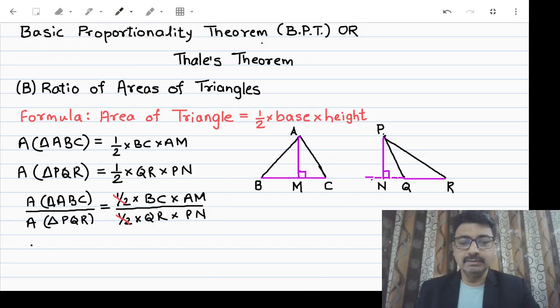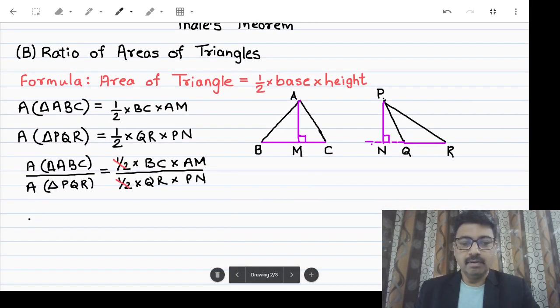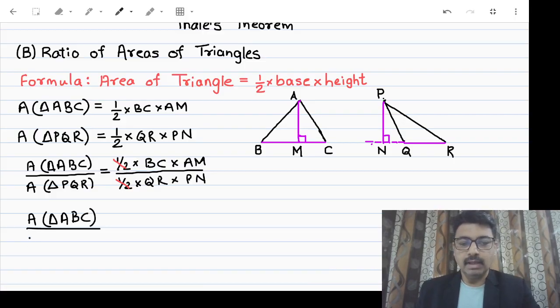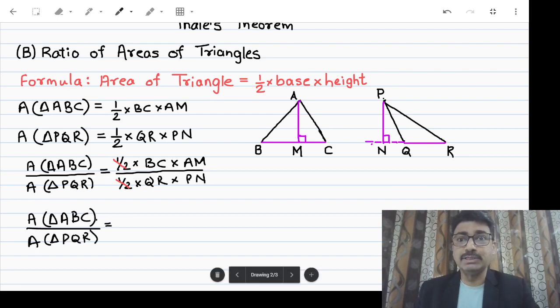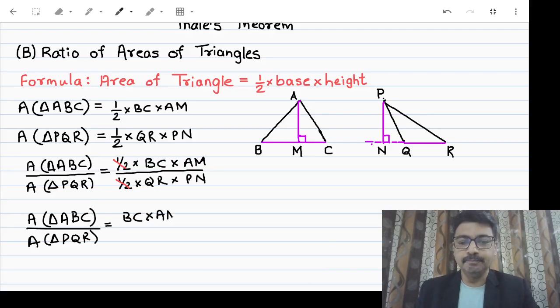We will be left with area of ABC upon area of PQR. Let's write that down again. It won't be now half into base into height upon half into base into height. It will be simply base BC into height AM, that is BC into AM, upon the base into height for PQR, that is QR into PN.